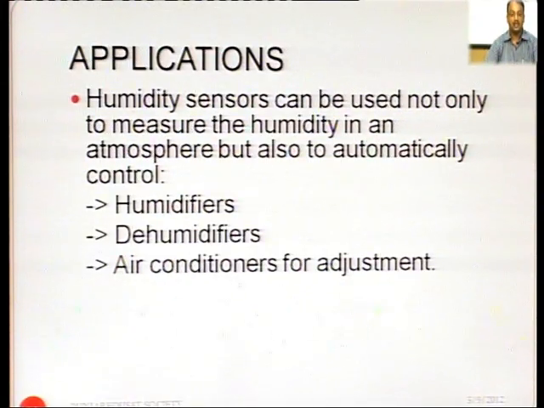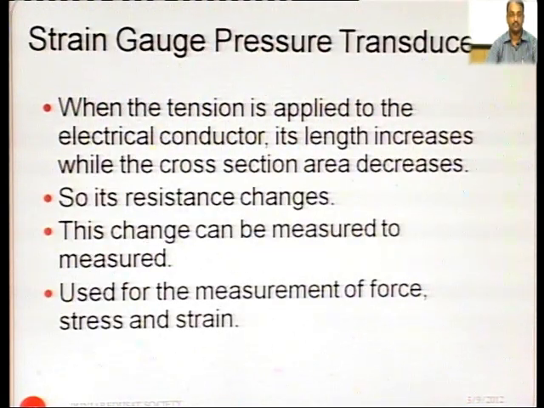Applications: humidity sensors can be used not only to measure the humidity in an atmosphere, but also to automatically control humidifiers, dehumidifiers, and air conditioners for adjustment. A humidifier is where we want more humidity, a dehumidifier where we want less humidity.